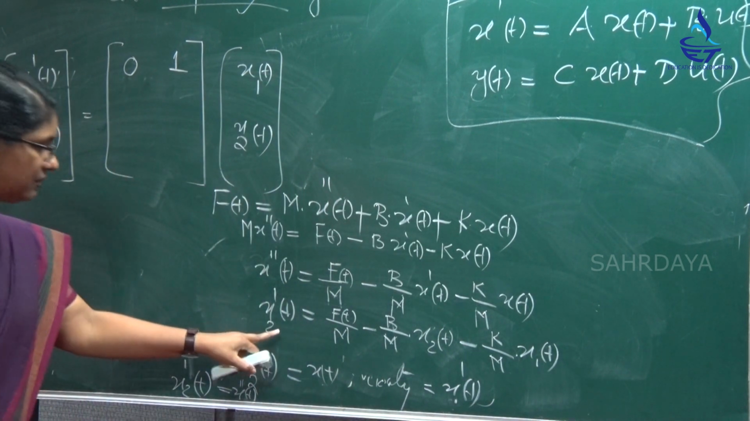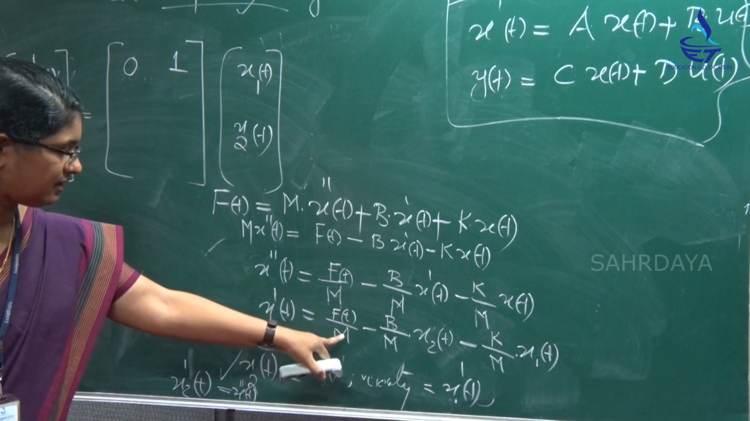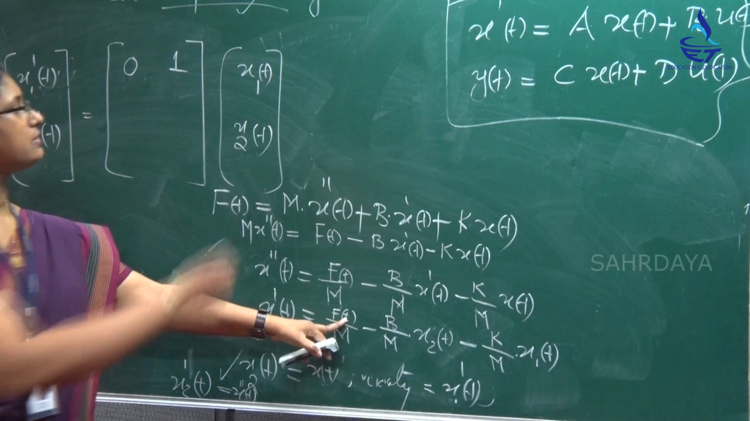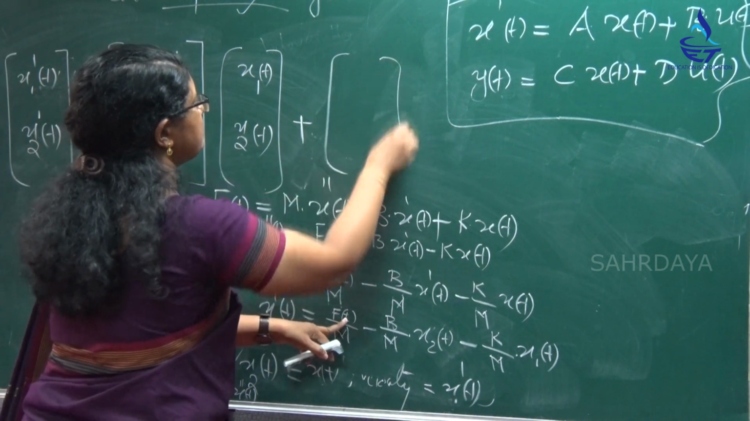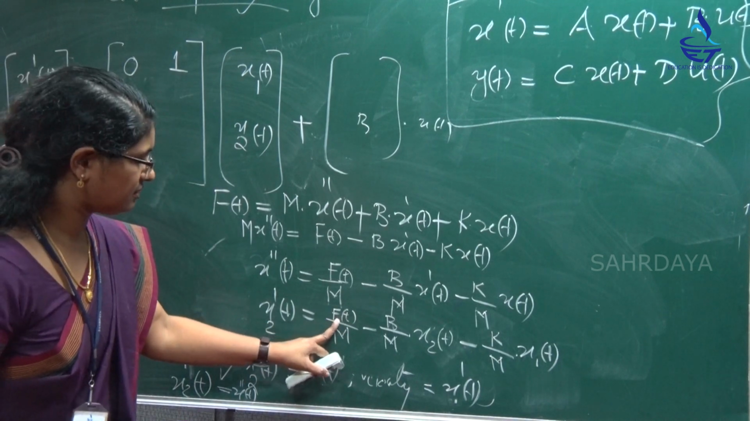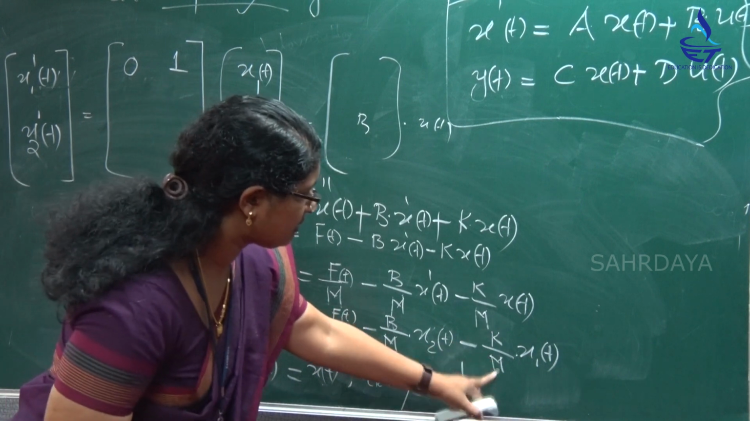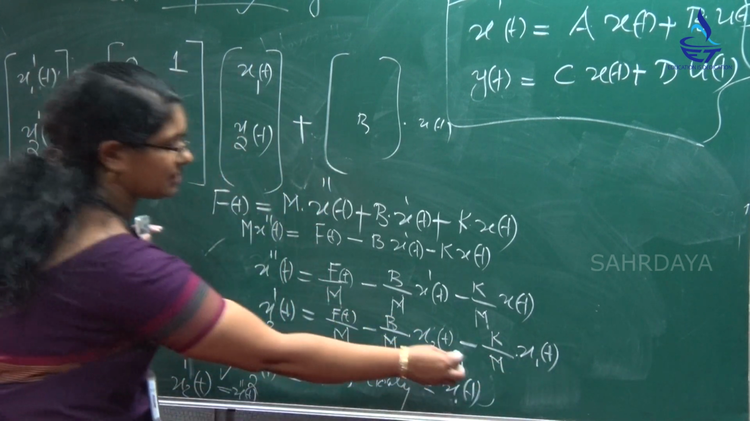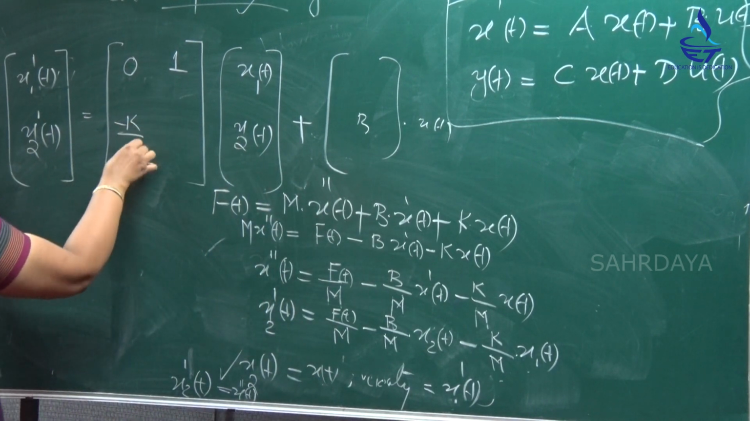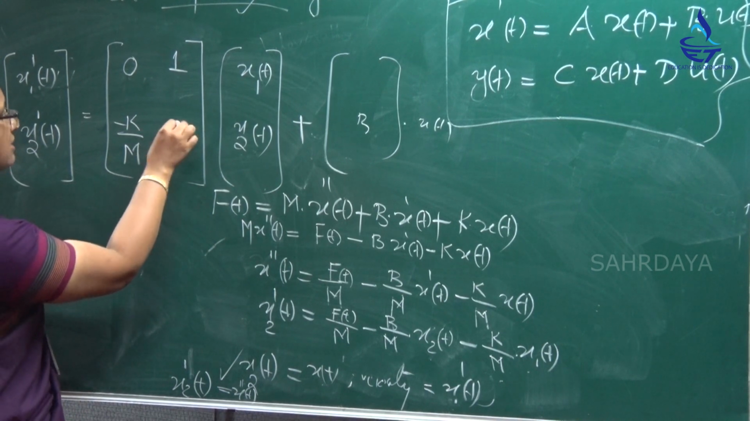So I got the second equation, x2 dash of t. I wanted x2 dash of t. x2 dash of t is what? It is f of t by m, where f of t is the input. So input should come as part of the matrix B into u of t. So I am going to leave it right now. Minus b by m into x2 of t and minus k by m into x1 of t. So the coefficient of x1 is minus k by m, and the coefficient for x2 is minus b by m.